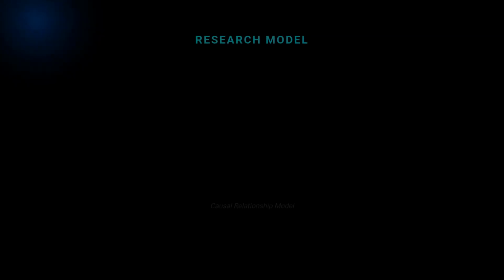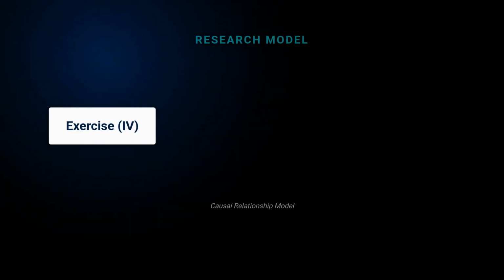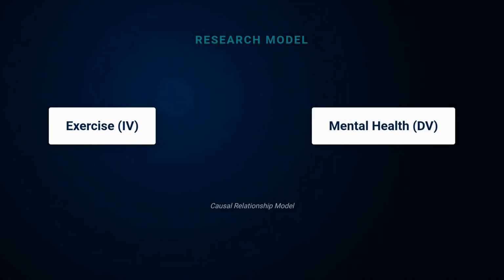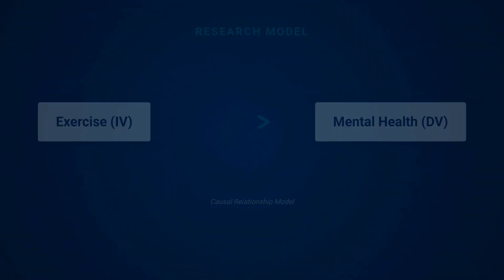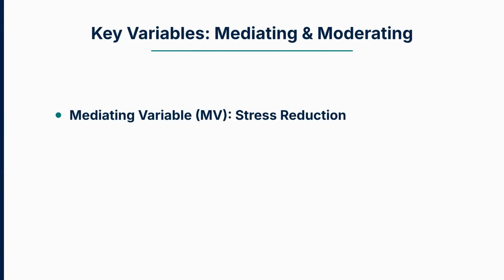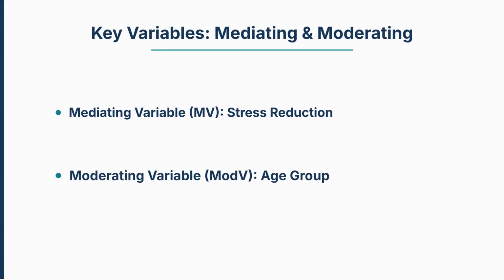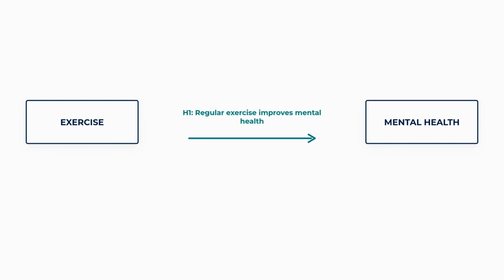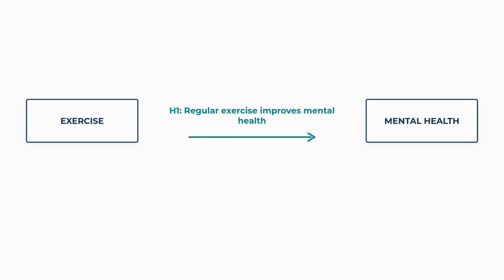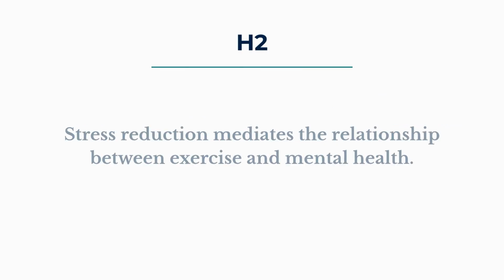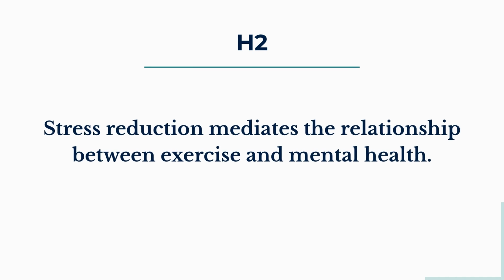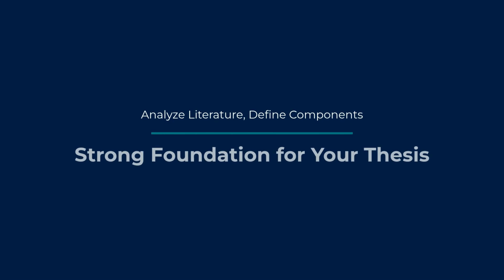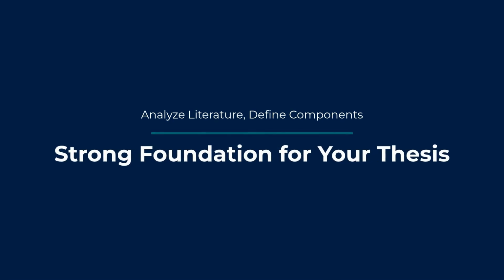For example, in a study about exercise and mental health, the dependent variable might be mental health, the independent variable, exercise frequency, the mediating variable, stress reduction, and the moderating variable, age group. A conceptual framework would show how these elements connect, and hypotheses would predict the relationships, such as H1: regular exercise improves mental health, or H2: stress reduction mediates the relationship between exercise and mental health. By carefully analyzing the literature, you can clearly define these components and build a strong foundation for your thesis.